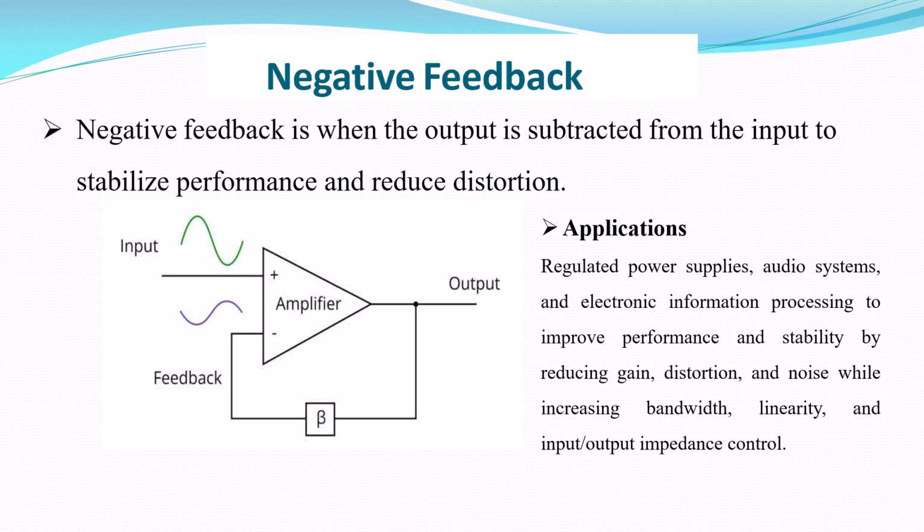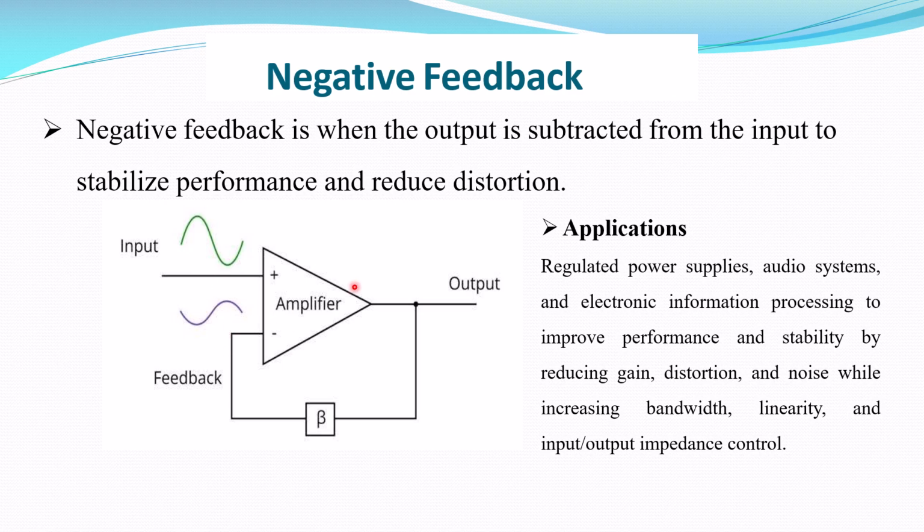And next one, the negative feedback amplifier. In a negative feedback amplifier, a portion of the amplitude of the output signal is sent back to the input of the amplifier. That means the feedback signal is in the opposite phase, that is, out of phase. That is 180 degrees out of phase with the original input signal. That is called the negative feedback amplifier.